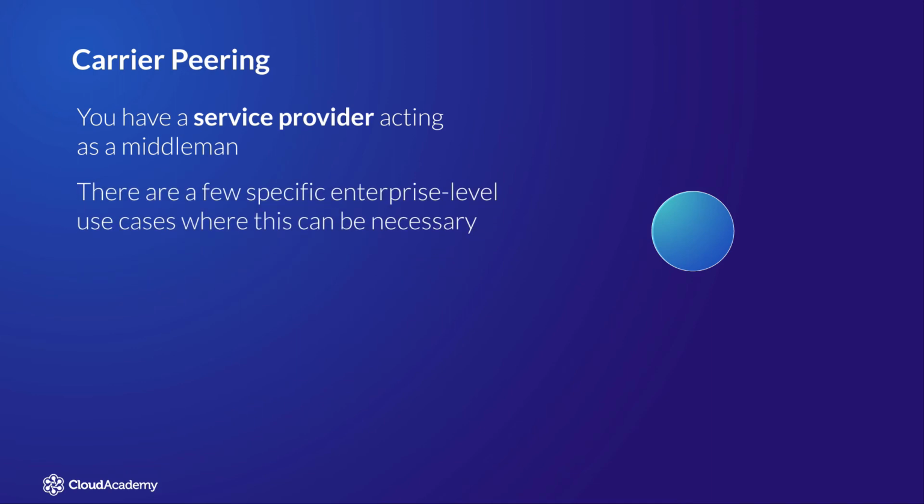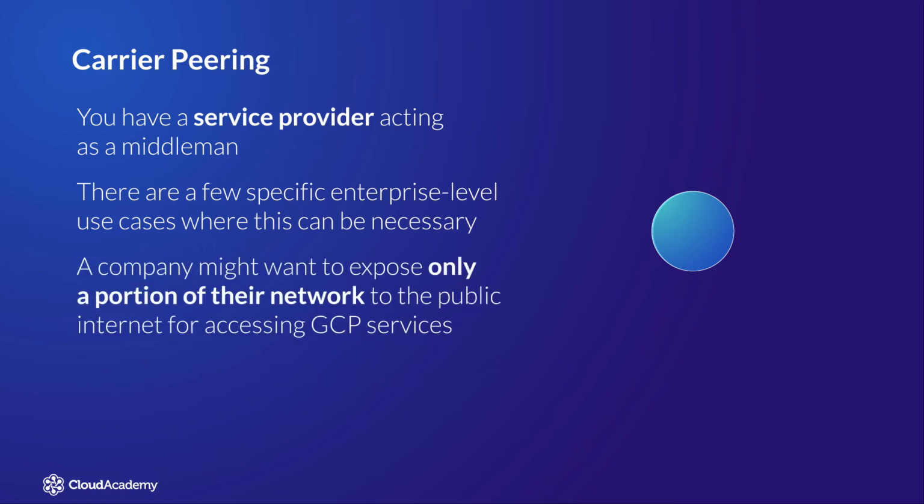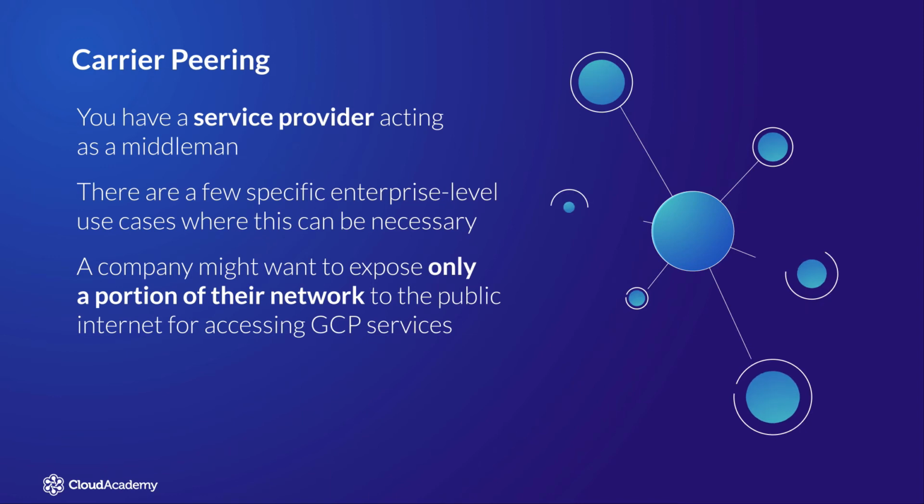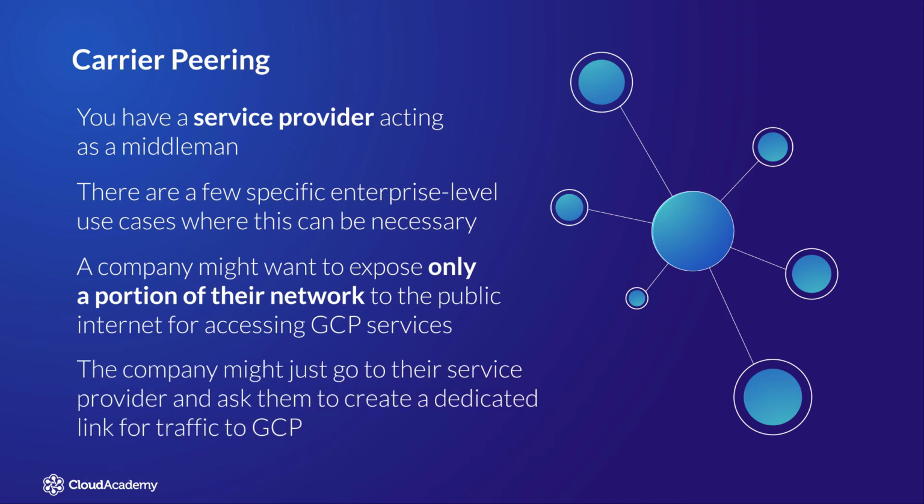And there are a few specific enterprise-level use cases where this can be really necessary. For example, for security purposes, a company might want to expose only a portion of their network to the public internet for accessing GCP services. However, configuring and maintaining a DMZ, basically a perimeter network, might be too much overhead, particularly for smaller companies. So instead, the company might just go to their service provider, say Verizon, and ask them to create a dedicated link for traffic to GCP. This is the problem that carrier peering can solve.